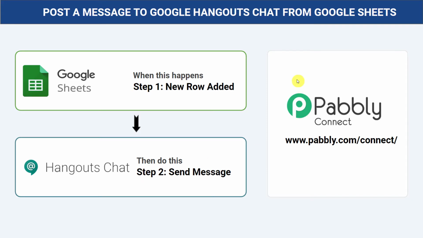So that is why I will be using an integration and automation software called Pabbly Connect that will integrate Google Sheets and Google Hangouts chat. The best part of using Pabbly Connect is that a person without any technical background can perform this integration very easily. Now before I show you the steps, how about we begin with a real-time example.